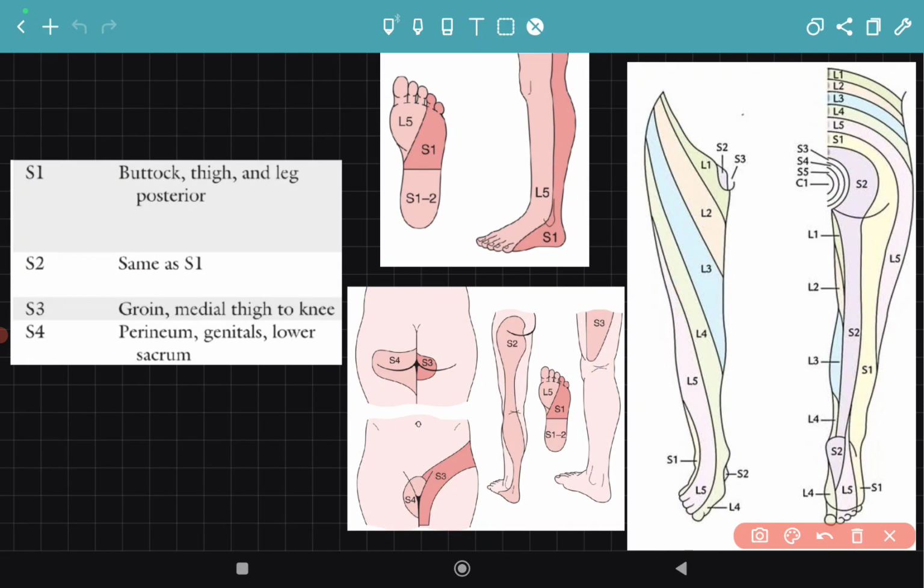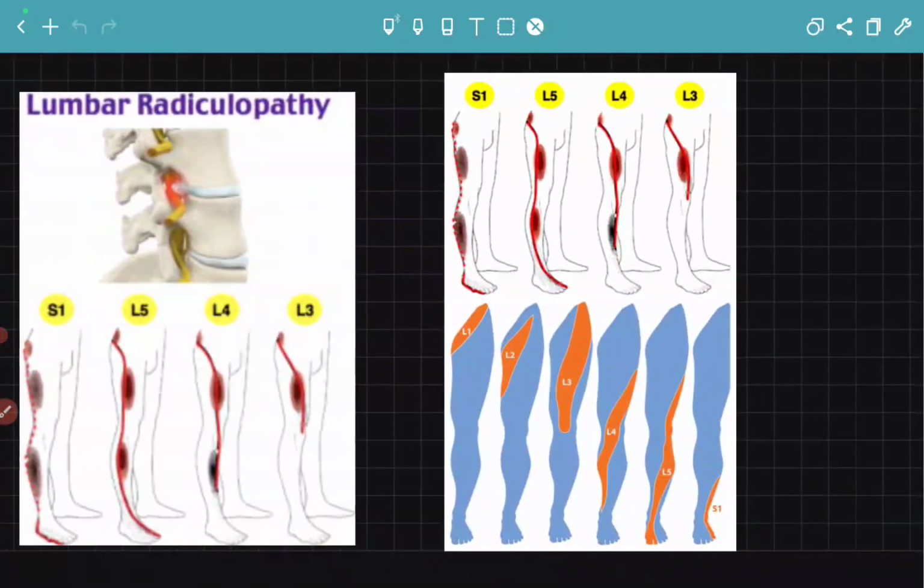Then coming to S4, which will also cover the perineum, we know that. So it will have the genitals and lower sacrum at the back part. In the posterior view, we can say the lower sacrum area, perineum and genitals will be covered by S4. We can see it marked up over here. So the genitals and the perineum portion along with the lower sacrum can be seen over here also. So that was about lower limb dermatomes. We understood which area is covered by which dermatomes, what part of skin is supplied by which nerve root.